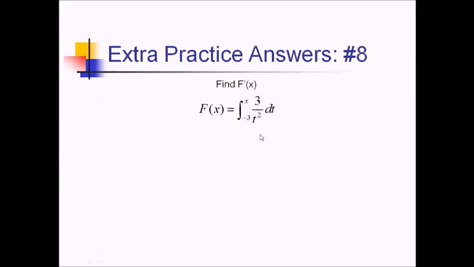For this one, taking the derivative of this integral with x as an upper limit, we're just going to plug the x in for the dummy variable. So this is just going to be 3 over x squared.